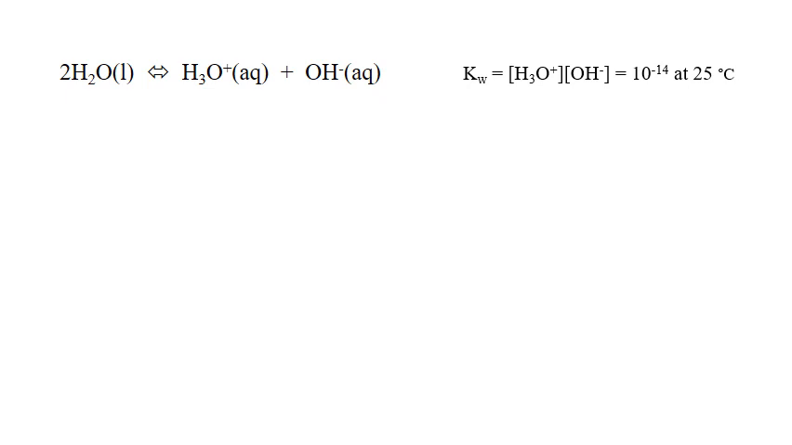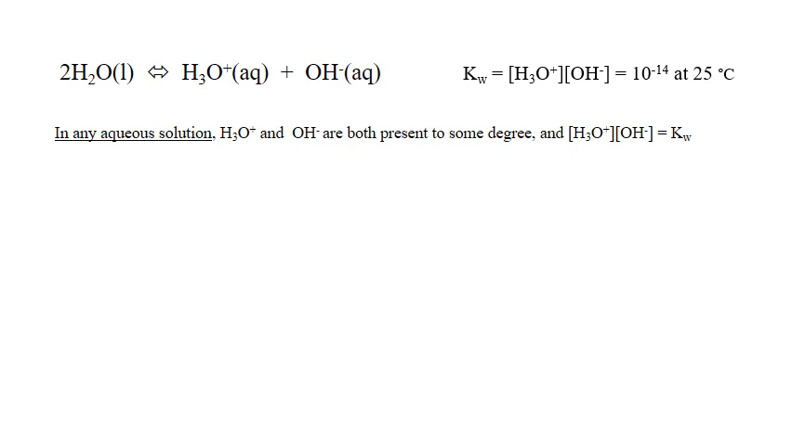The product of the two, H3O+ times OH-, has the value 10 to the minus 14 at 25 degrees. That can change. It can be different at a different temperature, but usually we're using this value, 10 to the minus 14, for 25 degrees C. So this is a little different way of thinking about the solution.